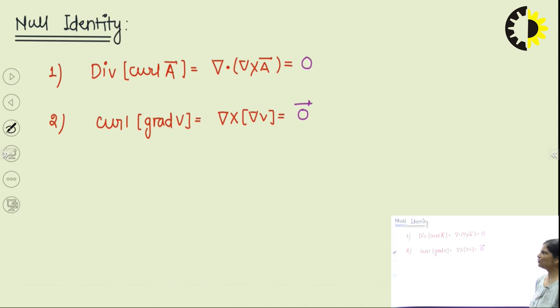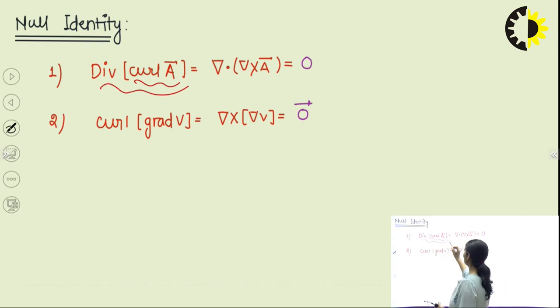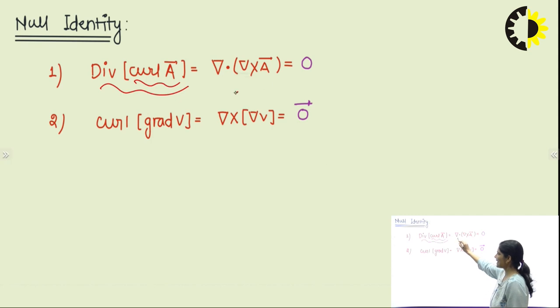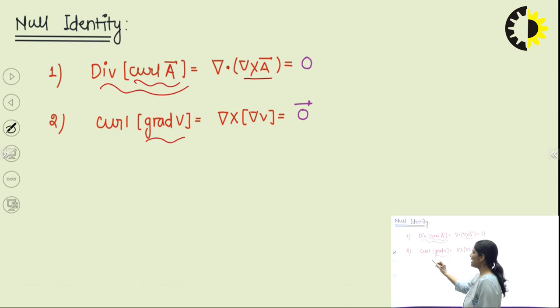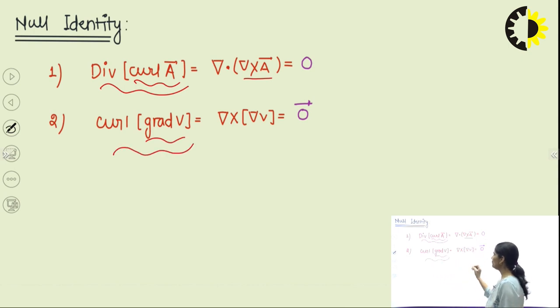Now these are your null identities. If you have a curl of A and you are taking the divergence of the curl of A, that is represented as del dot del cross A, where curl is represented in this form as cross, and divergence is represented as dot, so that is equal to 0. Now the gradient of V, and you take the curl of the gradient of V, that is represented as del cross del V, that is equal to 0. So these are null identities.